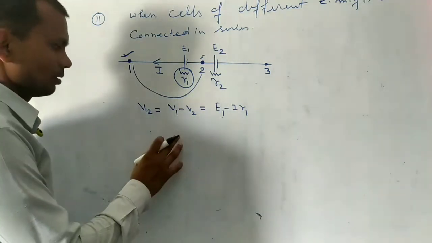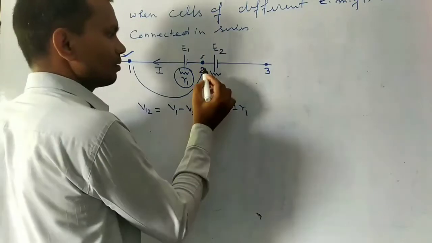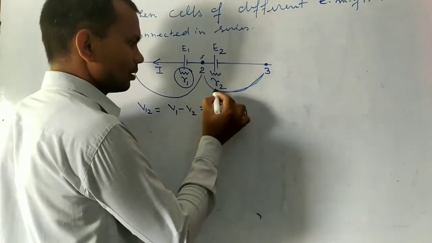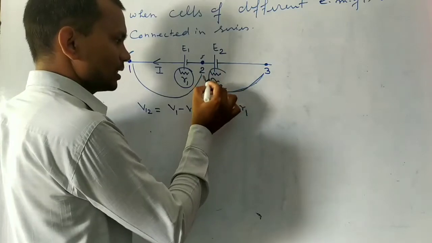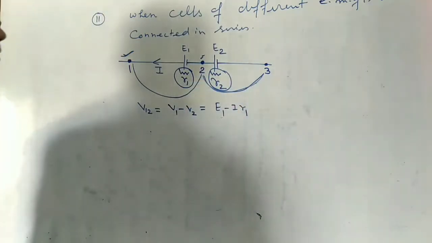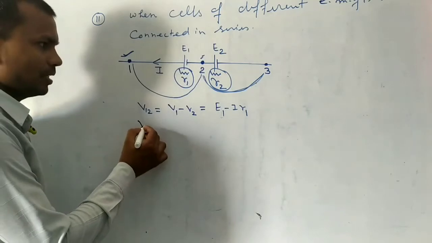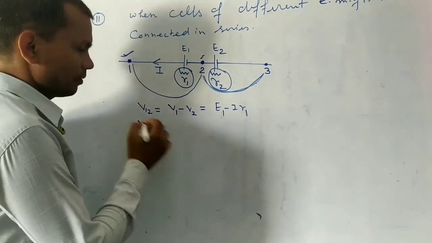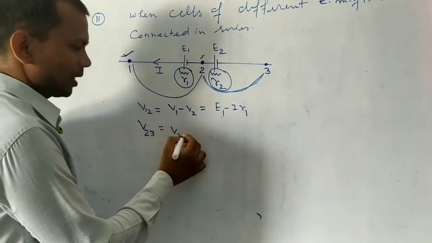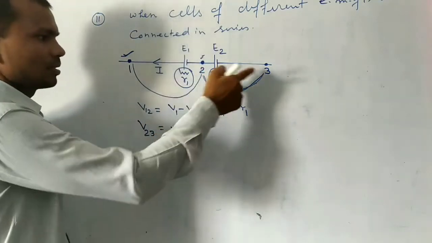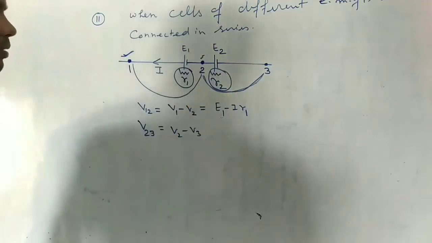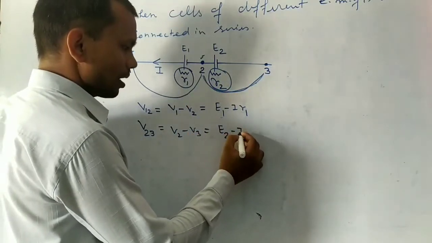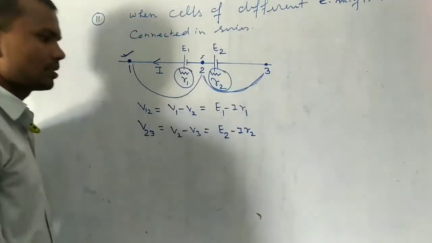Now similarly we can find the potential difference between these two points, or the potential drop due to the resistance R2. Suppose this is V23, which equals V2 minus V3, again because this point has higher potential and that one lower. So this is E2 minus I R2.